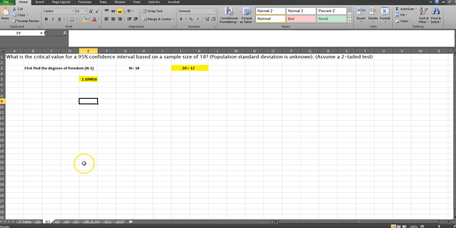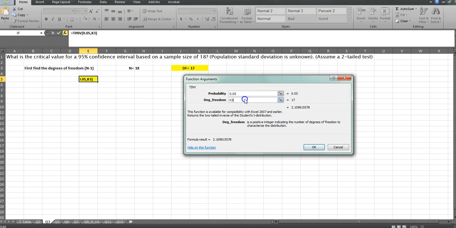For question 3, very similar. What you need to know is you have to get those degrees of freedom, which is n minus 1. In this case, it's asking for a critical value for a 95% confidence interval based on a sample size of 18. Well, 18 minus 1 gives you 17. And if you click again on the yellow box here, the function syntax shows up here. You can enter it in.